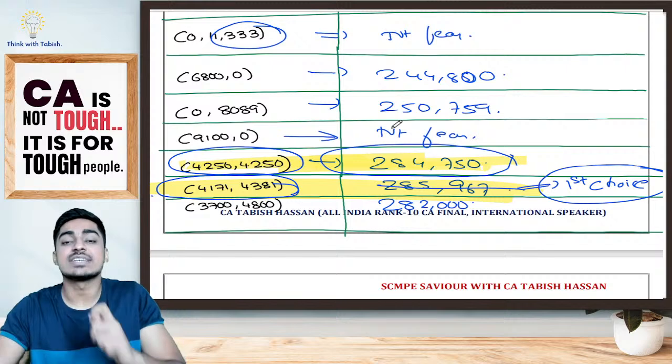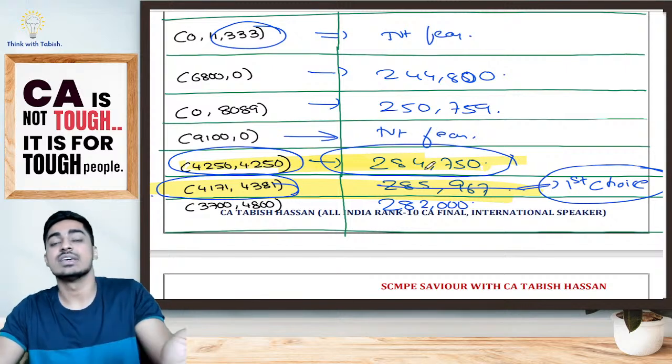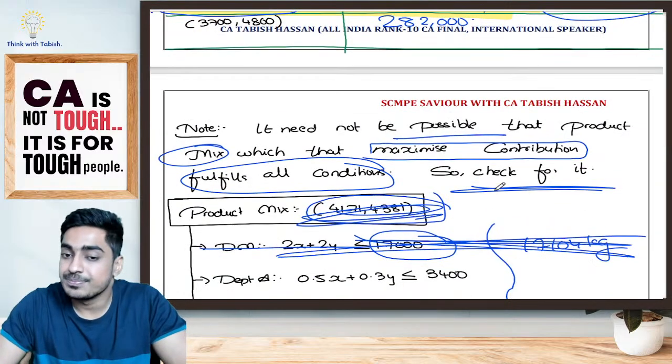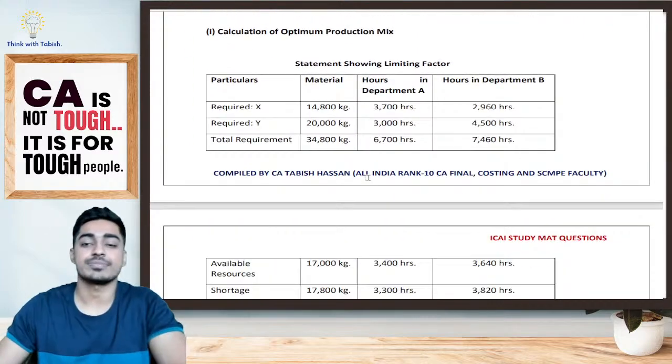But see if it is fulfilling all the conditions. If it is not fulfilling all the conditions, go for the next. This is the way we need to do it. Okay, this is how the answer is given. Look at the answer, students.